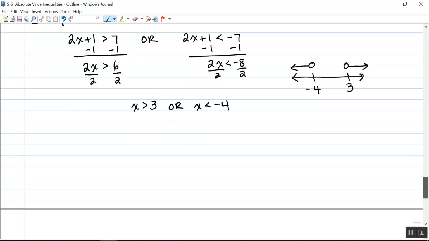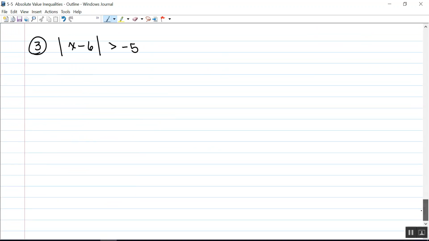And our last example is another curveball here. So we have the absolute value of x minus 6 is greater than negative 5. So whenever you see a negative out here with absolute value, you've got to stop and think about what's going on. Okay, so remember in the previous one I said the bars are going to turn this side of the inequality into a positive number.